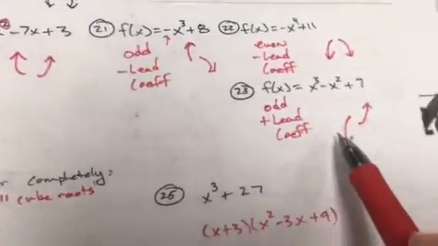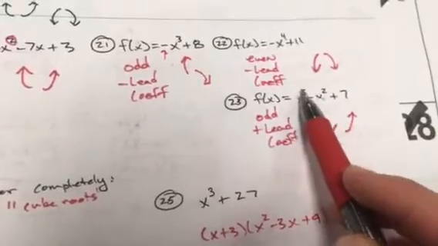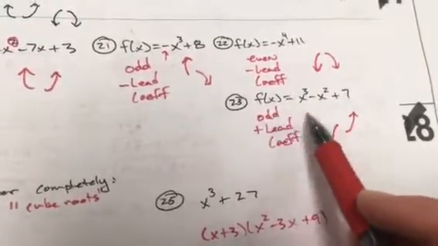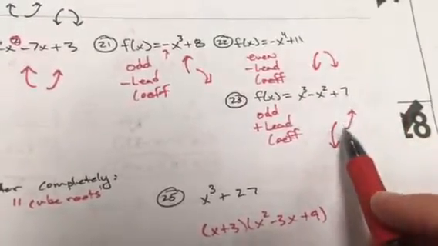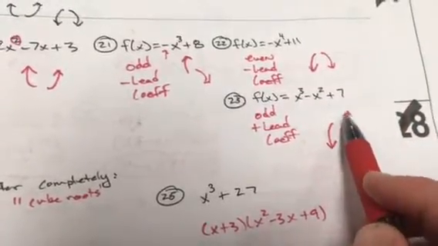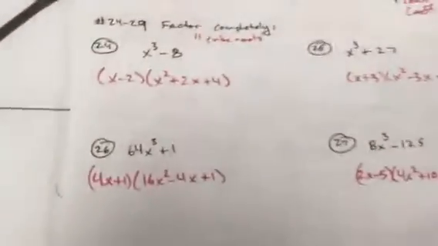And lastly, on 23, odd exponents. For the highest power, it's odd degree. The leading coefficient is a positive 1. So because the leading coefficient is positive, you end by going up. Because it's odd degree, it has opposite in behavior. That's how you can get your answers.